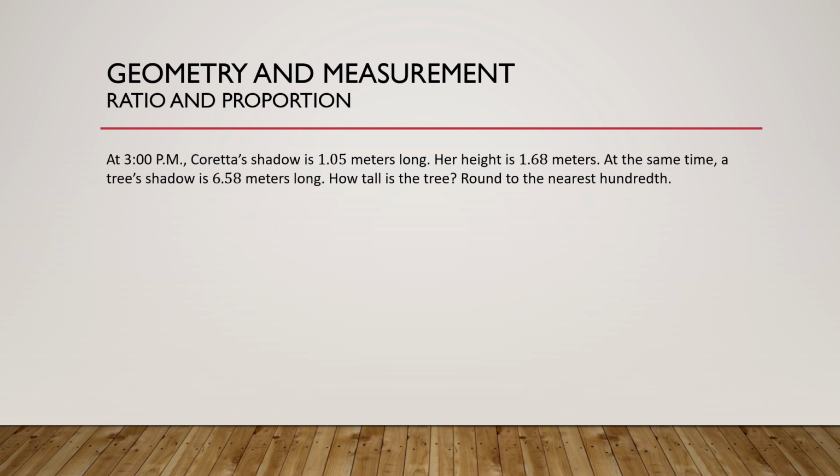At 3 o'clock p.m., Curtis' shadow is 1.05 meters long. Her height is 1.68 meters. At the same time, a tree's shadow is 6.58 meters long. How tall is the tree? Round to the nearest hundredth.